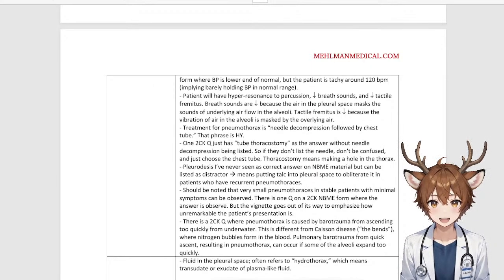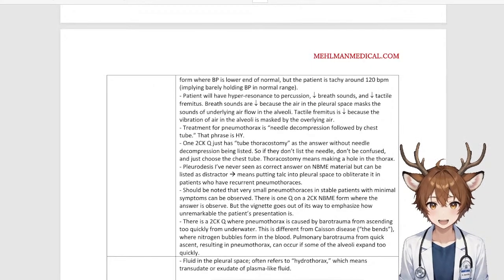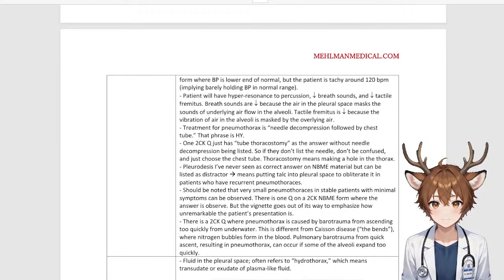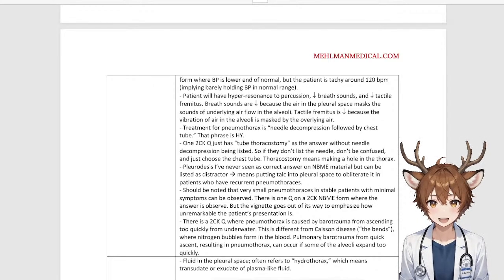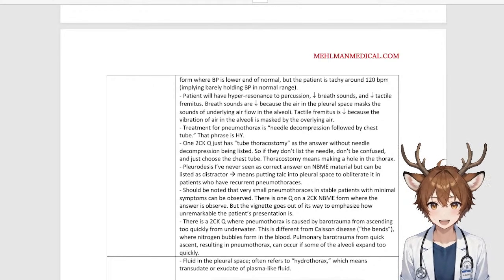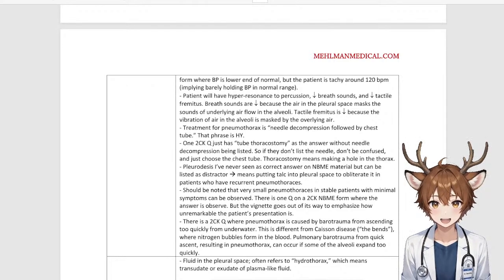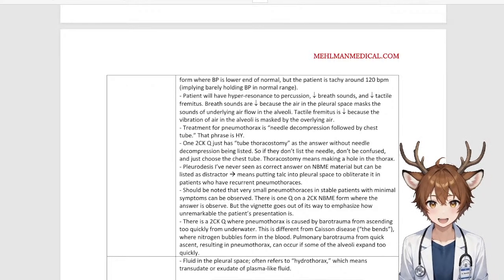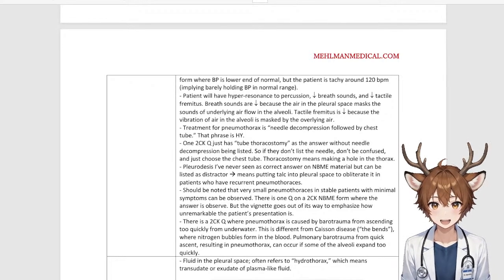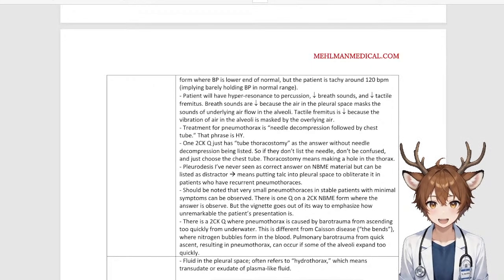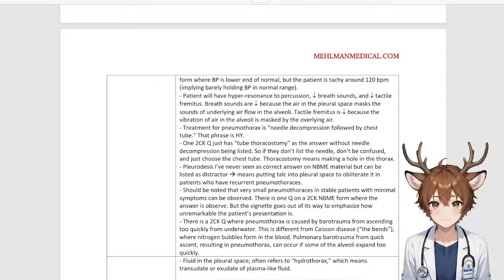Let's continue. Pleurodesis. I've never seen this as a correct answer in NBME material, but it can be listed as a distractor. It means putting talc into the pleural space to obliterate it in patients who have recurrent pneumothoraces. I've heard about that before. We had this as part of one of our cases in class, or at our school, I should say.